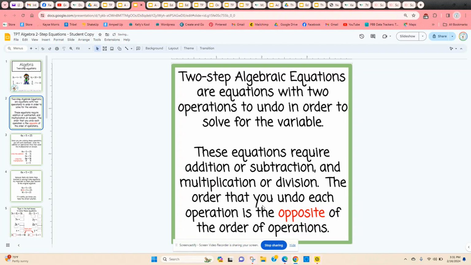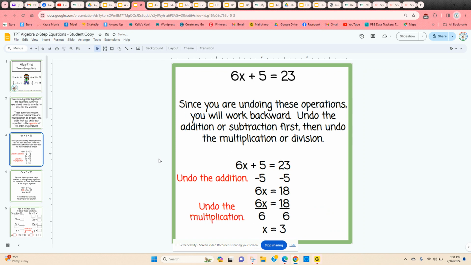So the order that you undo each operation is the opposite of order of operations. So you're going to undo that addition or subtraction first, and then undo the multiplication or division second. And it shows an example on the next slide.